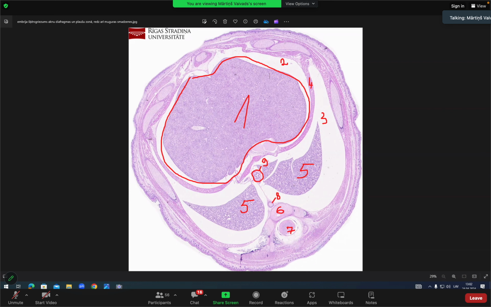In the thoracic cavity, there's a structure that belongs to the GI tract. What is it? Esophagus, correct. So developing esophagus. Number 9, developing esophagus.